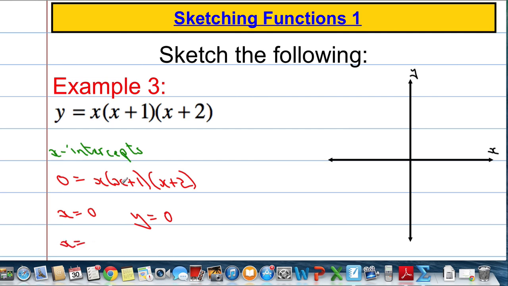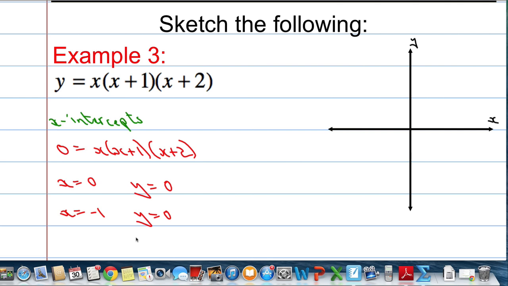When x equals negative 1, if I put a negative 1 in here, all of this becomes 0. And when x equals negative 2, y will equal 0. So let's plot these: when x equals 0, when x equals negative 1, and when x equals negative 2. Let's go for the y-intercept. Well, the y-intercept, I'm sure you might have noticed, is going to be the same as the x-intercept, but let's just prove it.